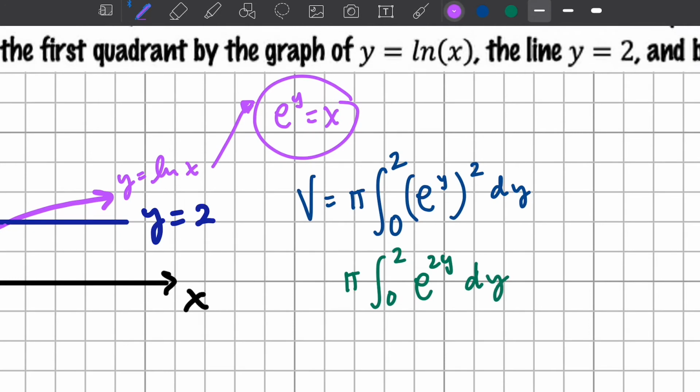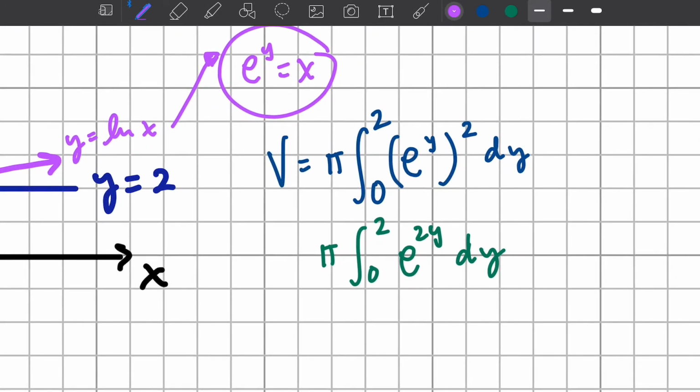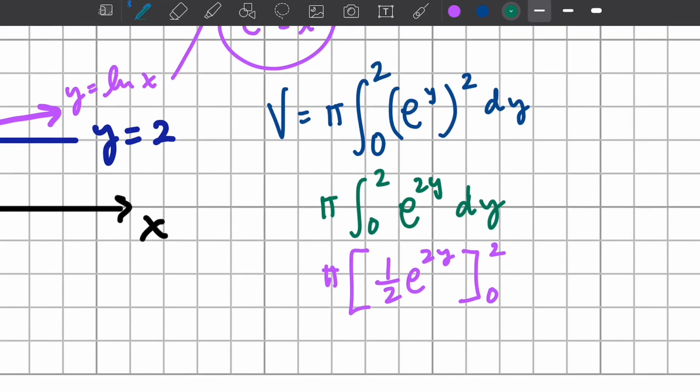Let's take the antiderivative. That'll be pi, 1/2 e to the 2y. We're going to evaluate from 0 to 2. Just like we did on the previous problem, you can get this 1/2 and move it outside. So let's move it outside. It'll be easier to work with.